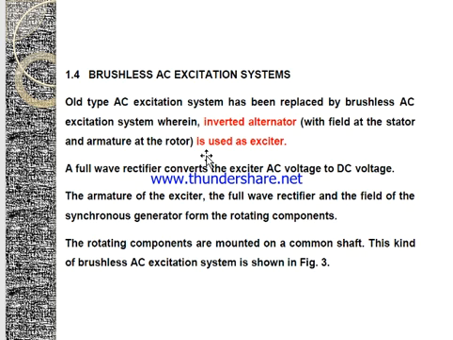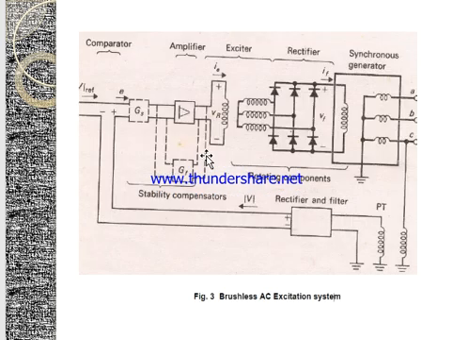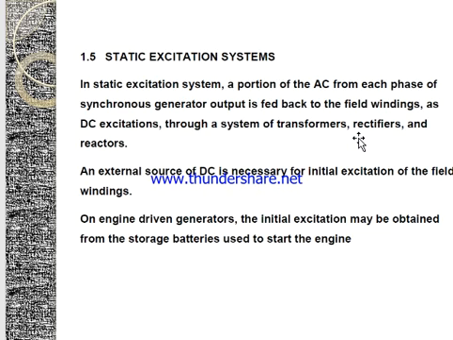This kind of brushless AC excitation system can be seen here. We can see the stability compensators here, and then after the comparator, there is a feedback here where we have a comparator, and after that an amplifier where the exciter is provided, and this exciter output is then rectified and finally given to the alternator. In this way, the brushless AC excitation system favors the machines.